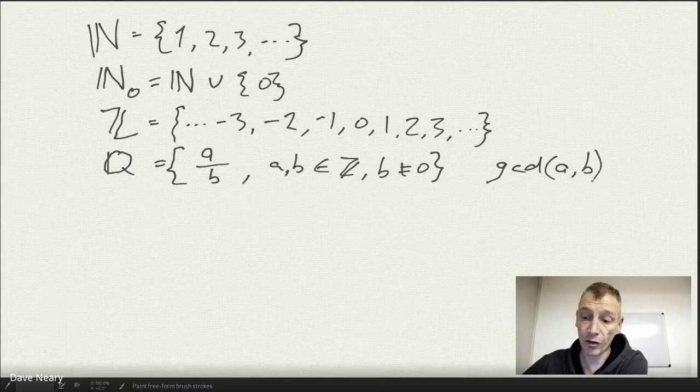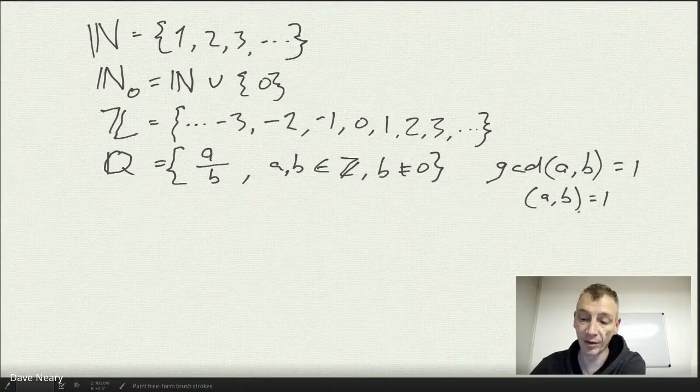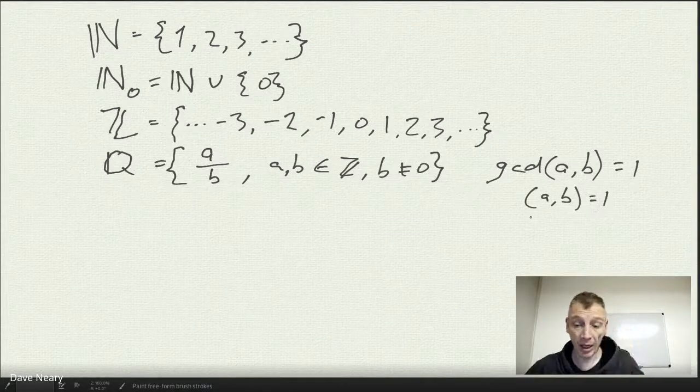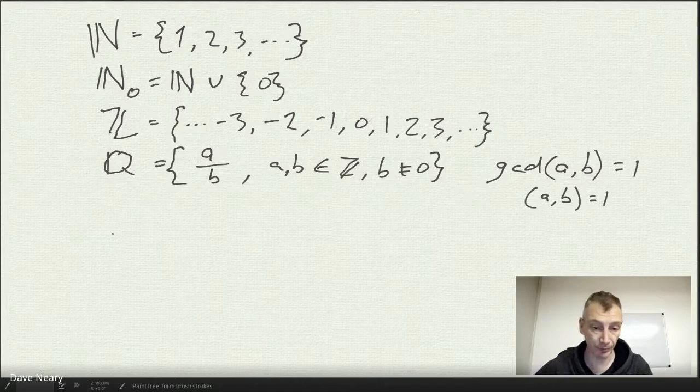There are two shorthands that are used in competition math for the greatest common divisor. The other one is just (a, b) equal to 1. If you have parenthesis a, b equals 1, that means that the greatest common divisor of a and b is 1. Another way that you will see that written is to say that a and b are relatively prime. That is, that they are prime relative to each other.